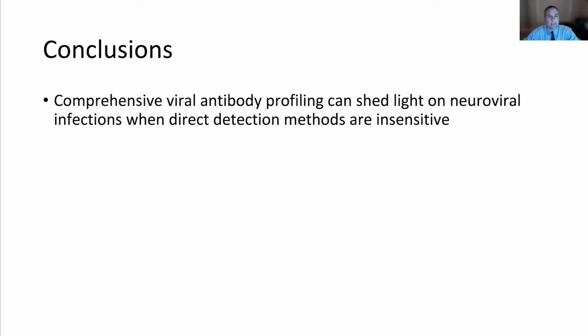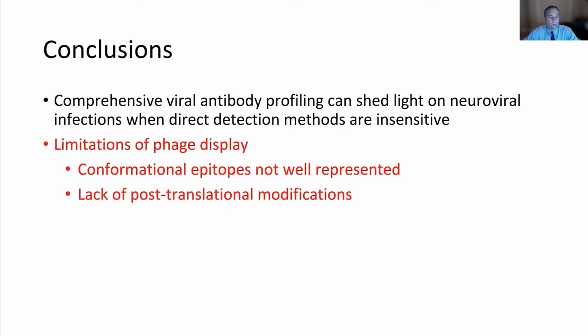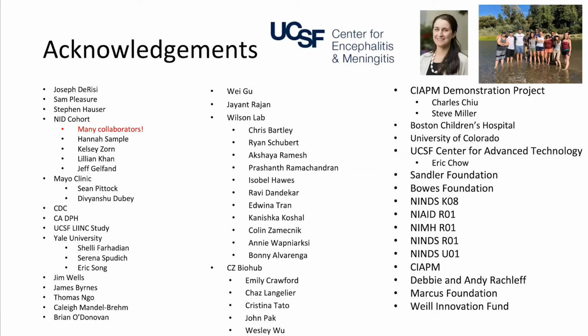And then lastly, we discussed how broad-based viral antibody profiling can shed additional light on potential neuroviral infections, although techniques like phage display do have some limitations, including being insensitive for detecting conformational epitopes or antibodies targeting post-translationally modified regions of proteins. This cited a number of studies along the way, which have been highly collaborative, and I want to thank our collaborators here as well as our funders. Thank you very much.